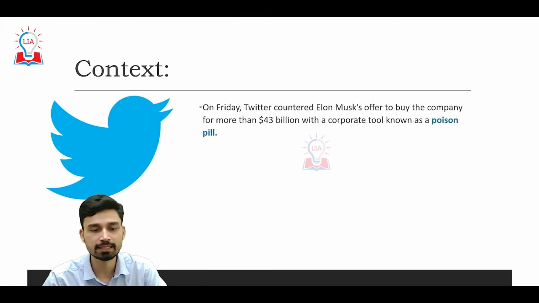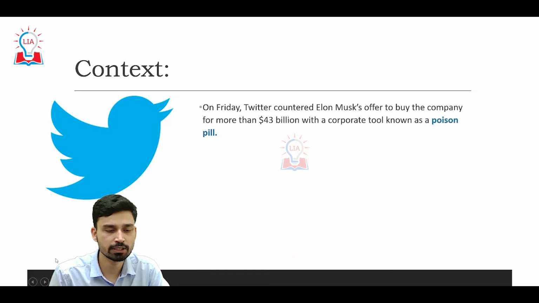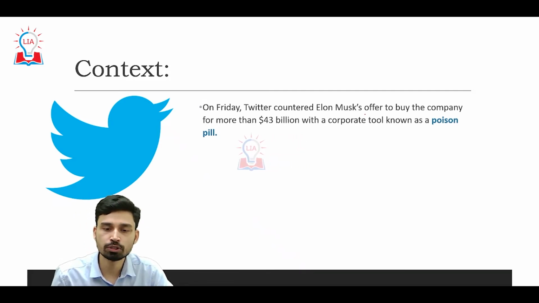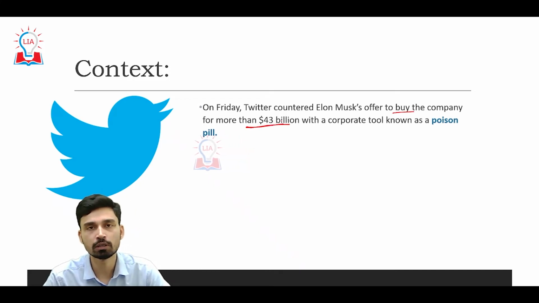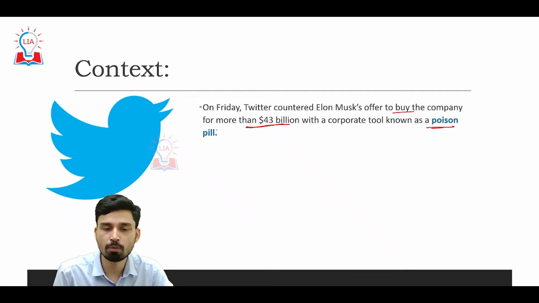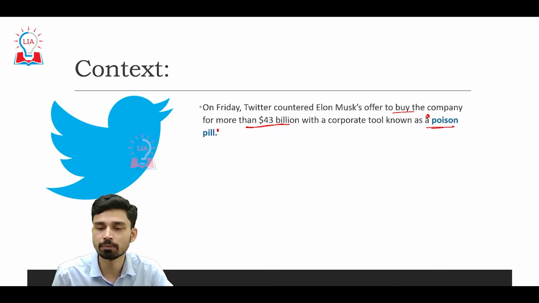Now, the context in which we are discussing today's issue is that on Friday, Twitter countered Elon Musk's offer to buy the company for more than $43 billion with a corporate tool or corporate strategy that is popularly known as poison pill.